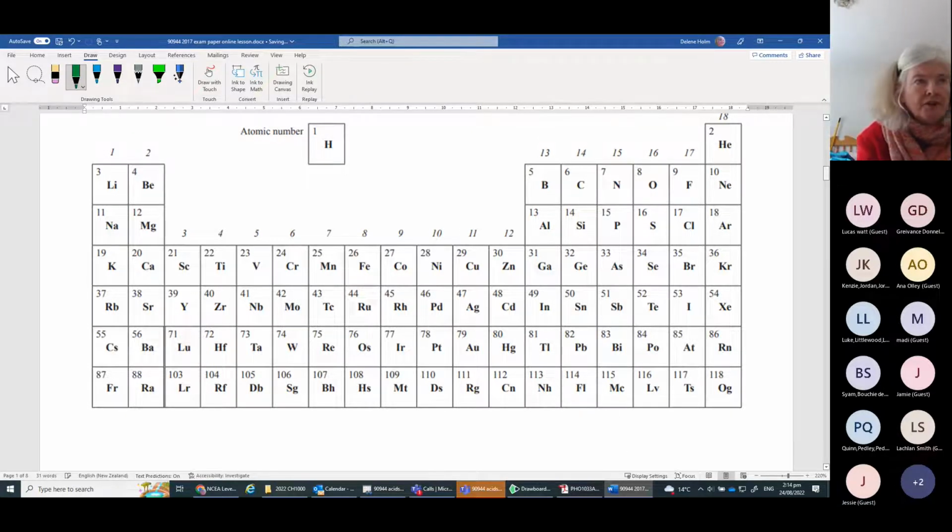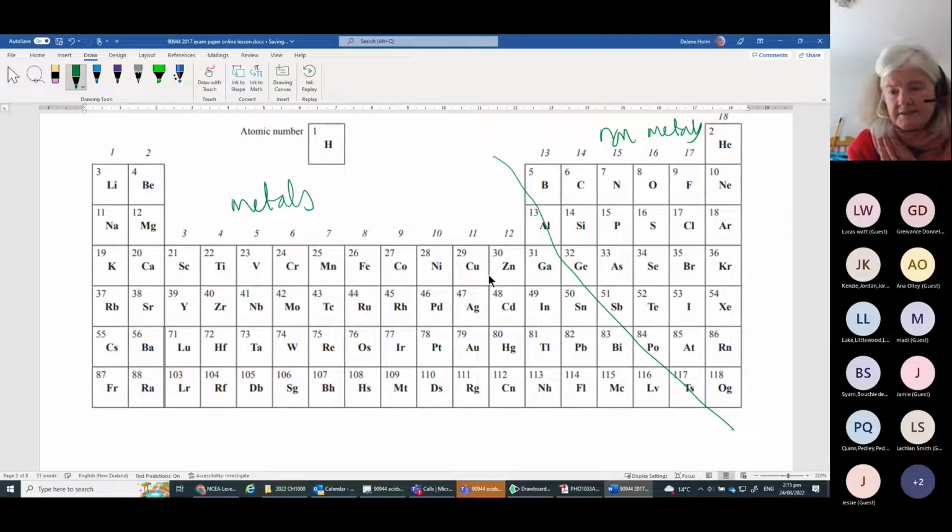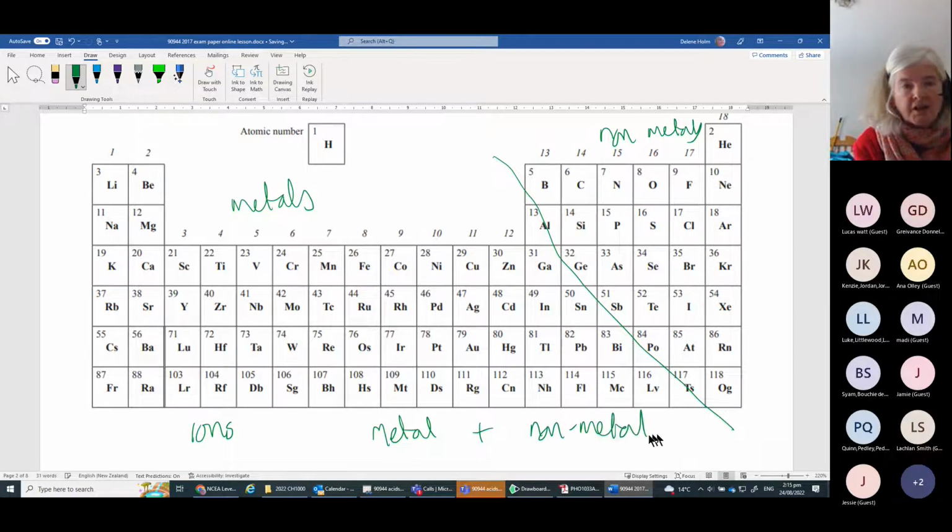So hopefully you know round about there is a sort of a cutoff line, more or less. All of these are non-metals, and all of these on this side are metals. And this standard revolves around ions. So you get ions when a metal atom combines with a non-metal atom or atoms, okay, you will get ionic bonding. So you'll have ions being formed.